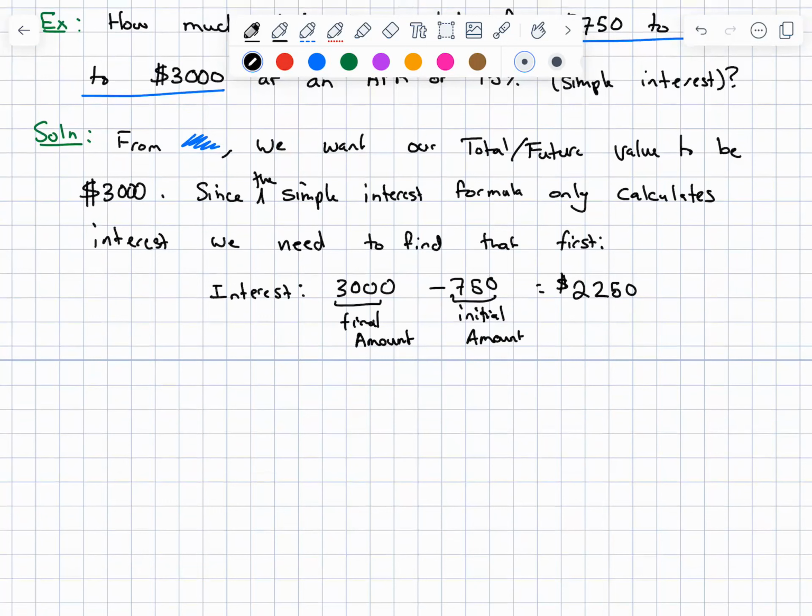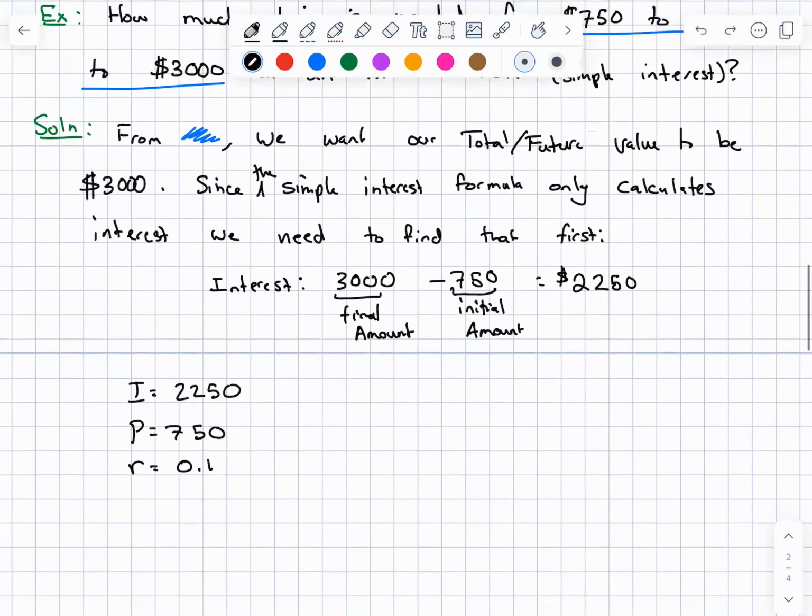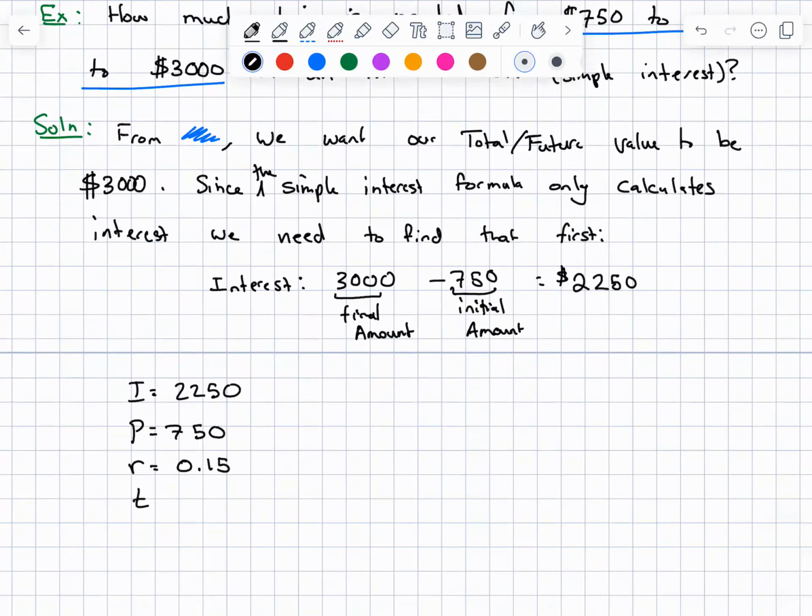Okay, so now we have interest. We have I is equal to 2,250. Our principal or our initial amount invested is 750. R is equal to 0.15. And T is our unknown.